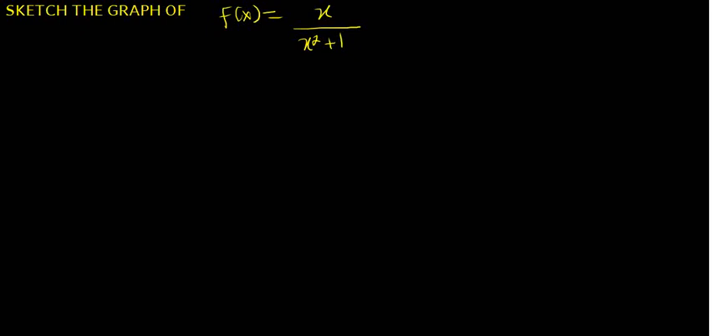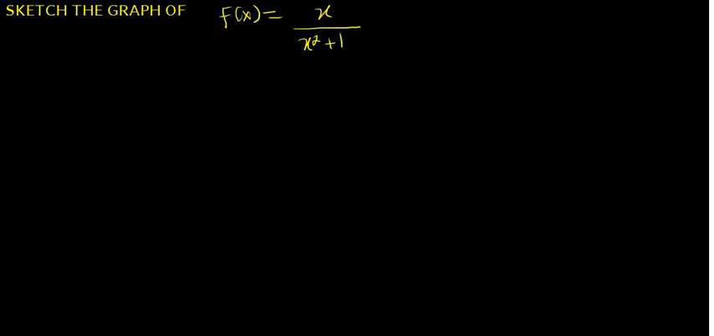Sketch the graph of f of x is equal to x divided by x squared plus 1. When we are sketching rational graphs, one thing we want to find is the asymptotes, the intercepts, and also the turning point. So let's look at the asymptotes.